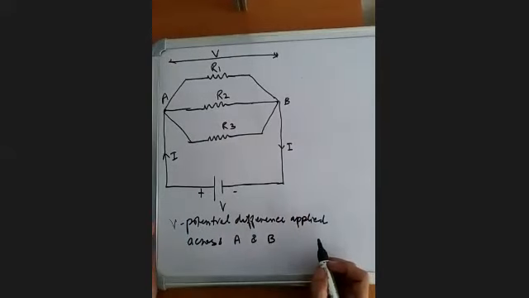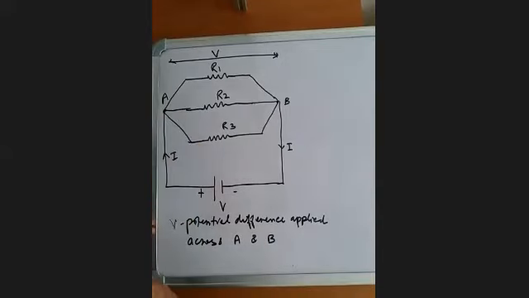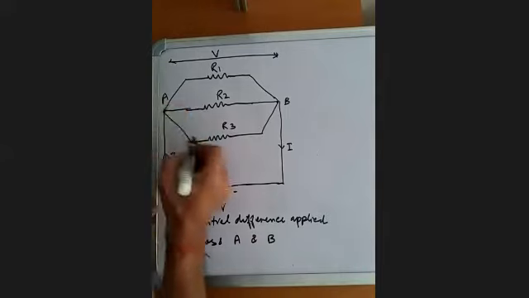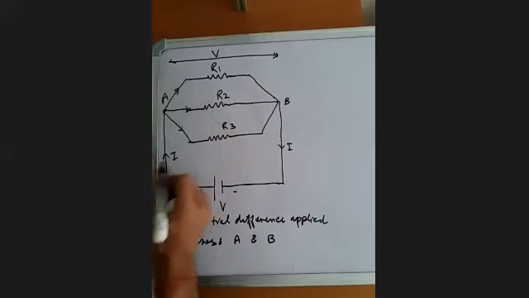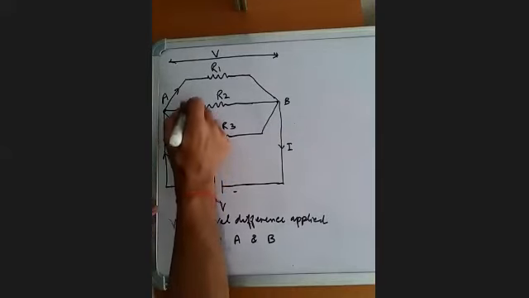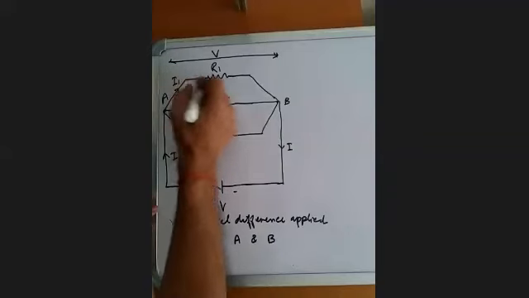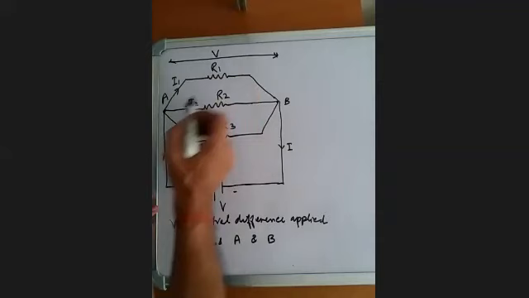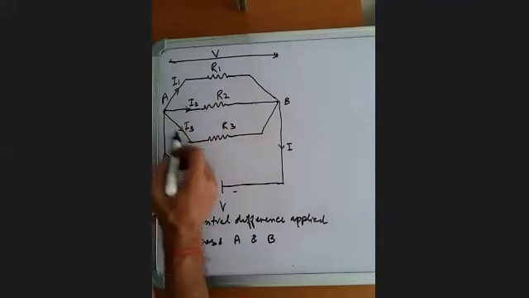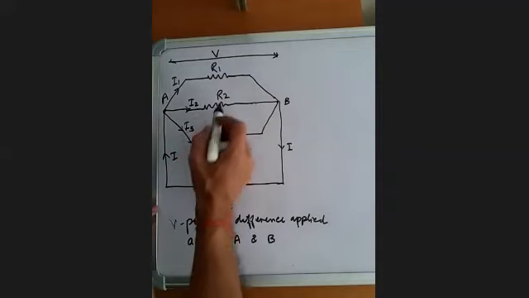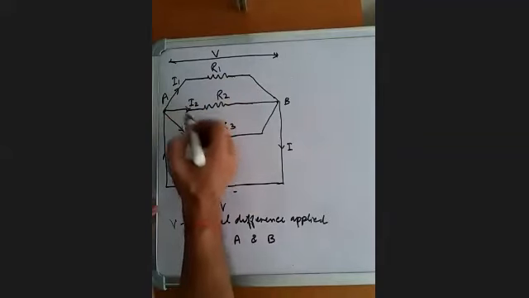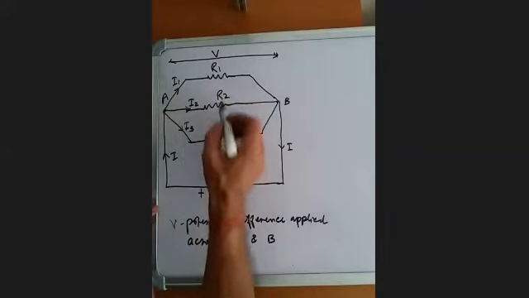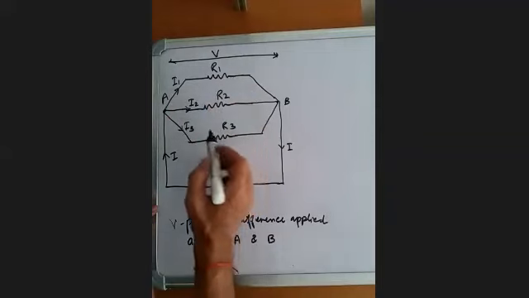Now this current, when it reaches this point A, because now it has three different paths, the current will divide into three parts. So 1, 2, and 3. Let us call this I3, this I2, and this I1. So the current flowing through R1 is I1, through R2 is I2, and through R3 is I3. Depending on the value of these resistances R1, R2, and R3, the current will divide in a ratio that depends on the value of these resistances. Now this current is flowing through all these branches.